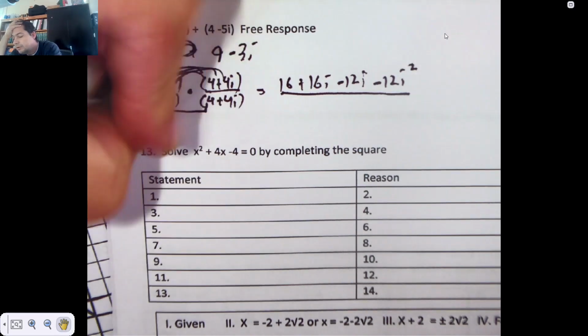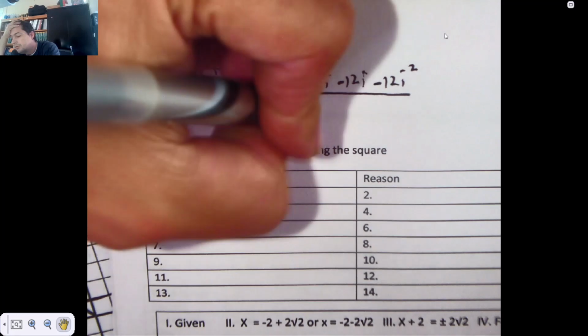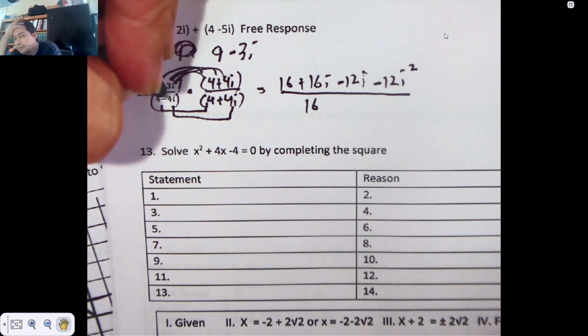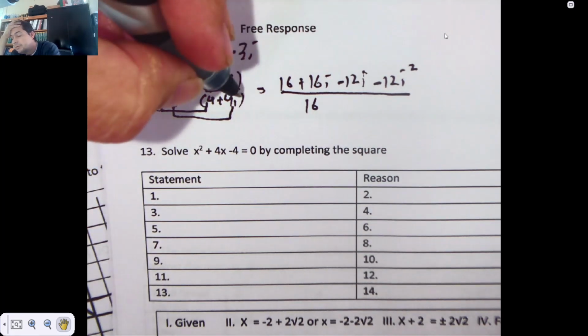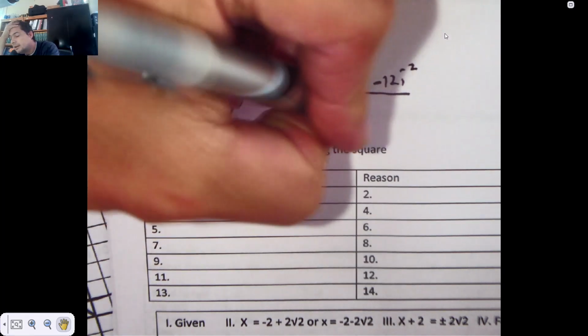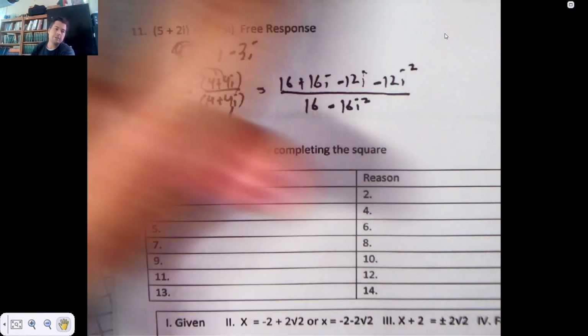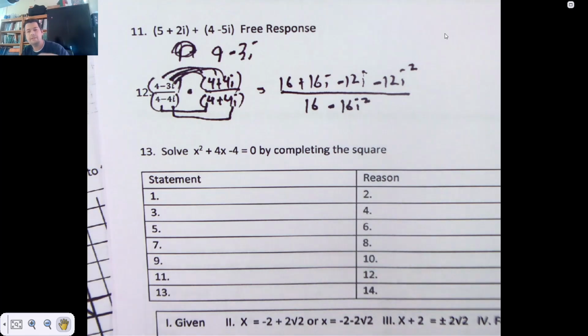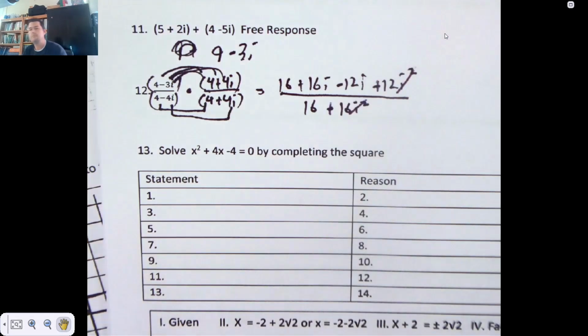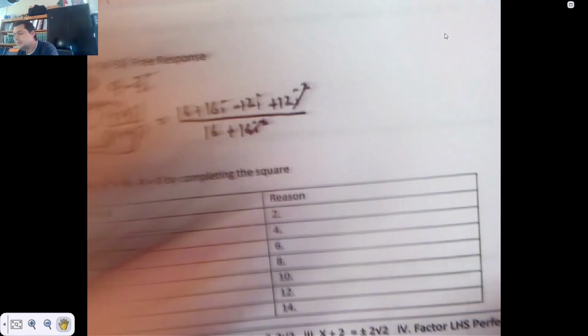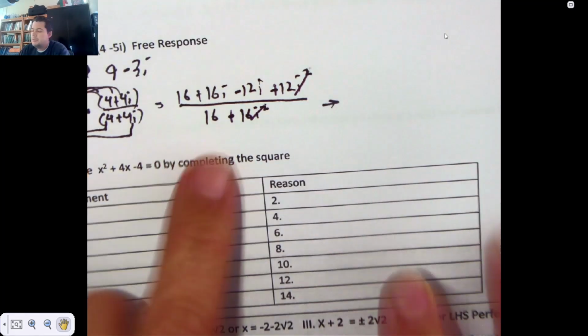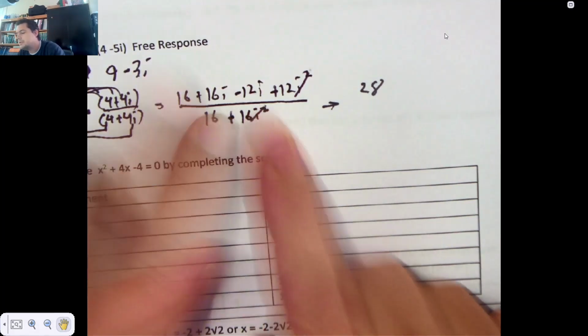Down low, you do first and you do last. 4 times 4 being 16, negative 4i times positive 4i is minus 16i squared. So the i squareds came into being again, and the deal on those again is, for what, the third time? Cross them out, change a sign. Done. Now we can combine like terms. 16 and 12 makes 28. 16i minus 12i is plus 4i.